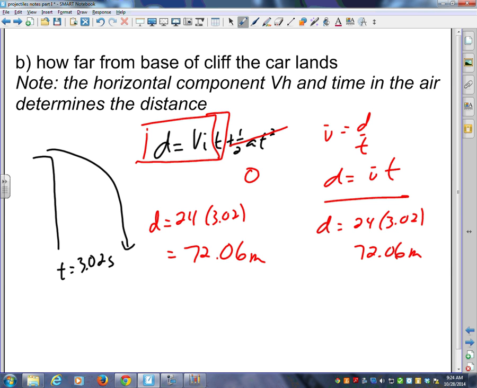Does that make sense that we could use this? I don't know if it helps or not. Maybe it does to nail down the fact that there's no horizontal acceleration. Or you can just say, well, it's a constant velocity, it's a constant 24, I'm just going to use this. This formula is really an extension of this one.